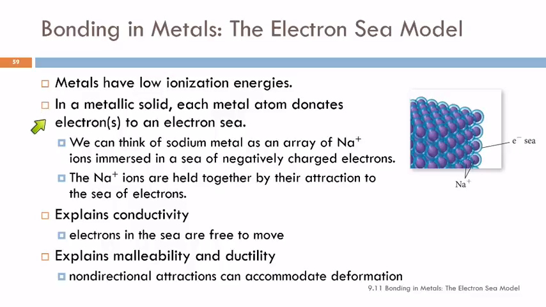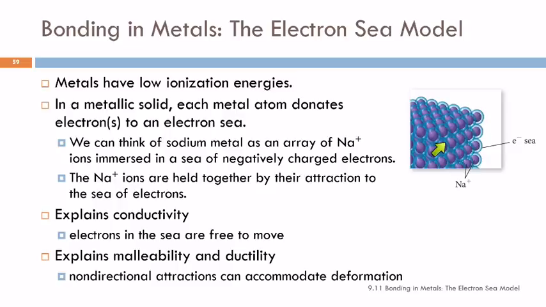What happens in a metallic solid, and this could be a pure metal or it could be an alloy, which is a homogeneous mixture of metals. Each of the metal atoms donates one or more electrons to the electron sea, the ocean of electrons, the pool. They're pooling their electrons. So we can think of sodium metal as being an array of sodium cations surrounded by this negative electron sea. And the sodium cations, which would normally repel each other, are held together by their attraction to the negative sea. Okay?